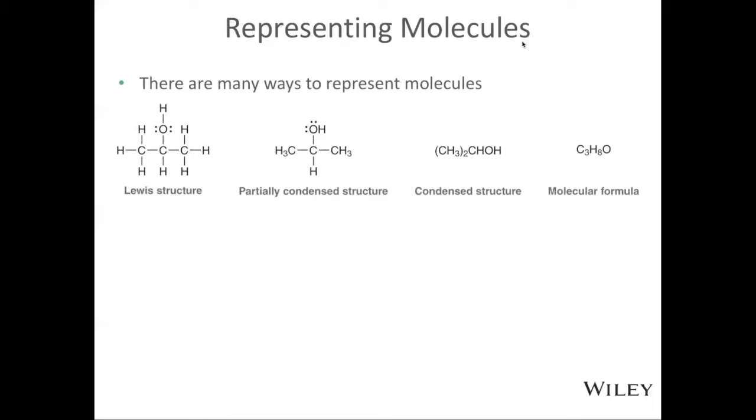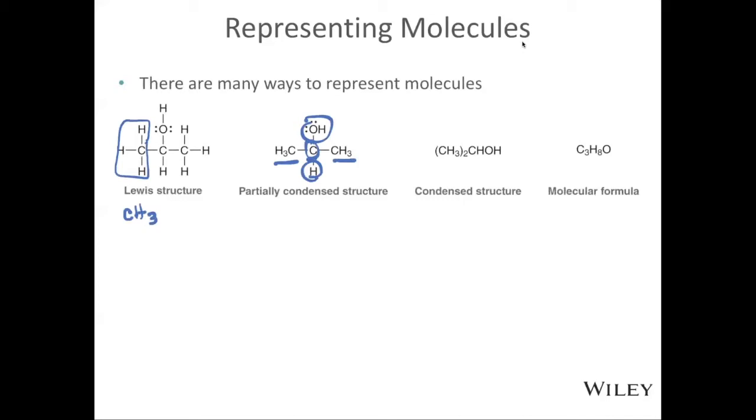So once we start getting more advanced in the way that we draw the structure, we can actually partially condense it. So for example, this CH3 right here becomes CH3. And so you can see that it's CH3 connected to a C, connected to a CH3. But please note that on the left-hand side, that CH3 is actually written H3C because the carbon is bonded to the carbon. And then this carbon is also connected to our OH and our H. So that's what's called a partially condensed structure.